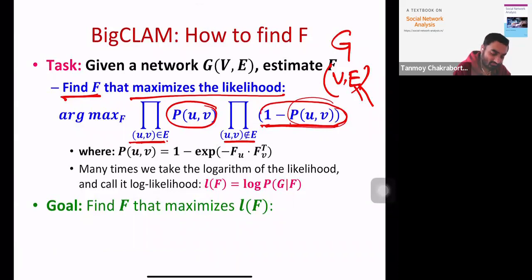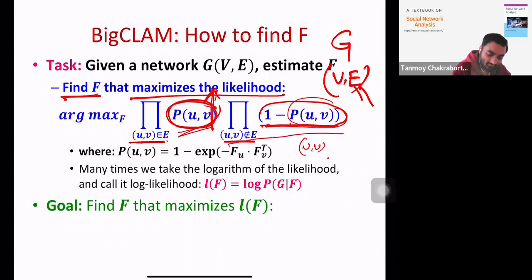Now think of cases. If a particular edge u,v actually exists, and your model says that the probability is also high, that means this quantity would be very high. But if a particular edge does not exist, but still your model says that this is very high, what would happen? Still your model says that this is very high.